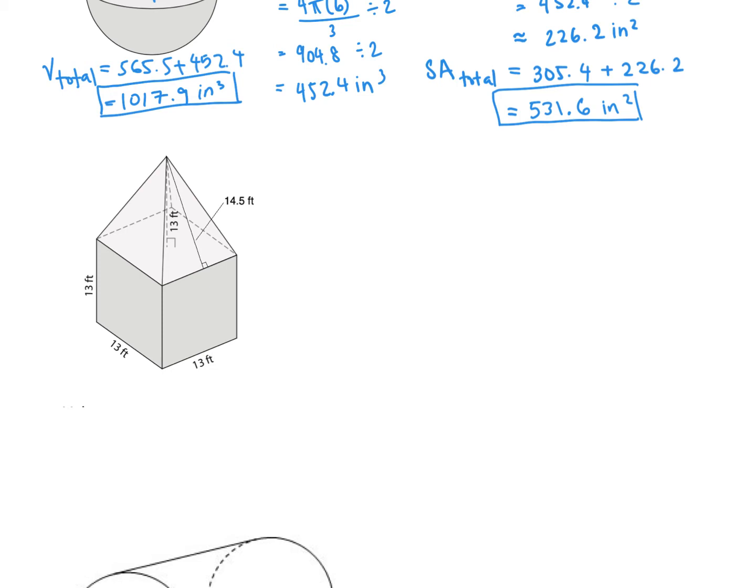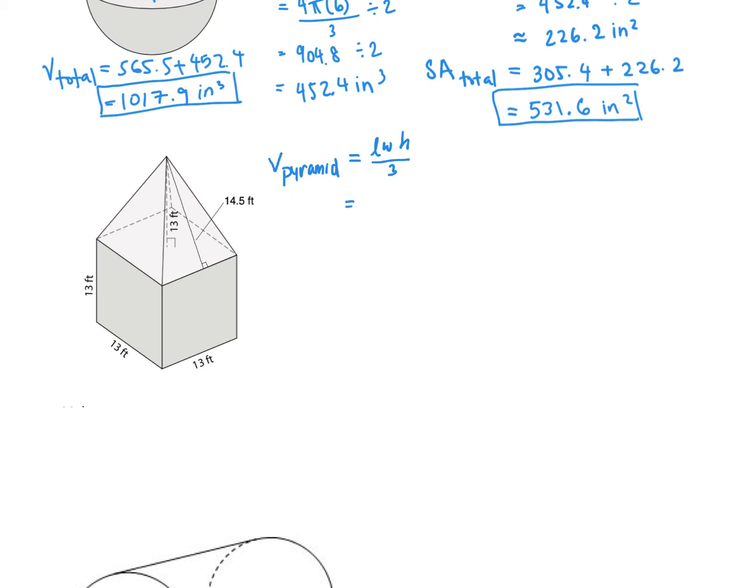So let's start with volume, because for volume, we're just going to rely on our formulas. So I'm just going to label these. One's a prism, one's a pyramid, so I'll just label it like that. So for the pyramid, because that's what's on top, the formula is, if we look at our formula sheet, length times width times height divided by 3.